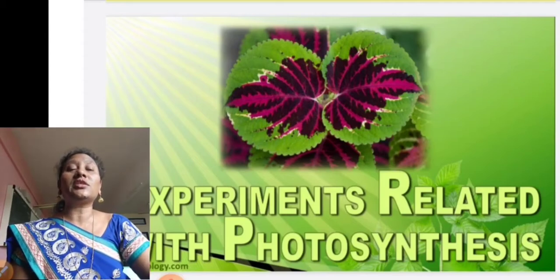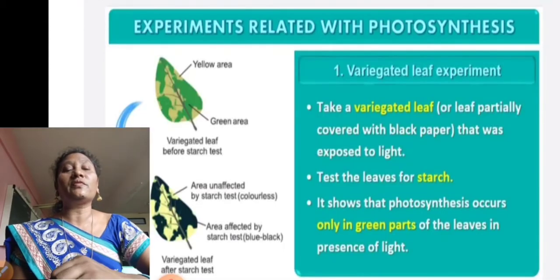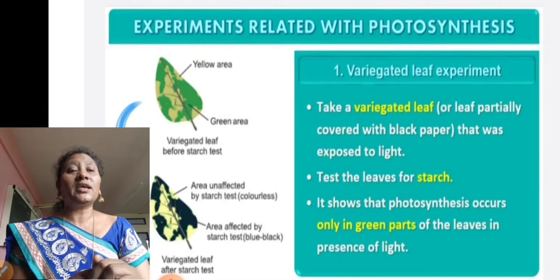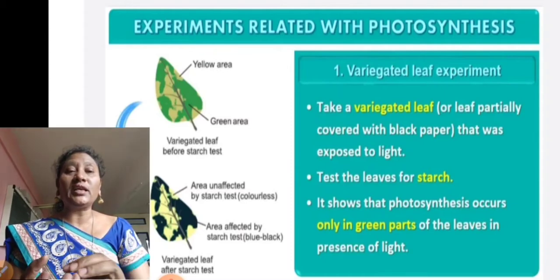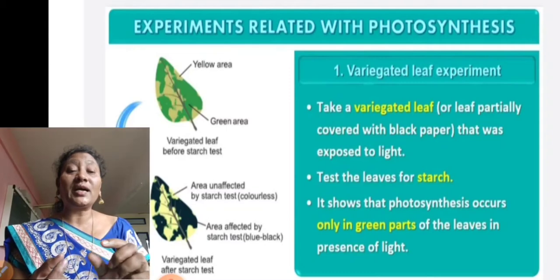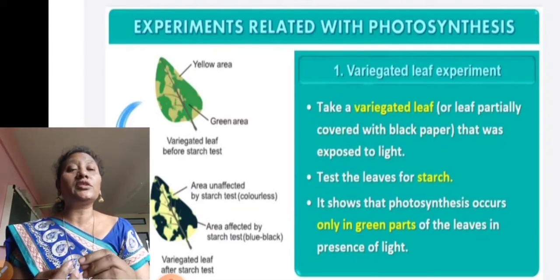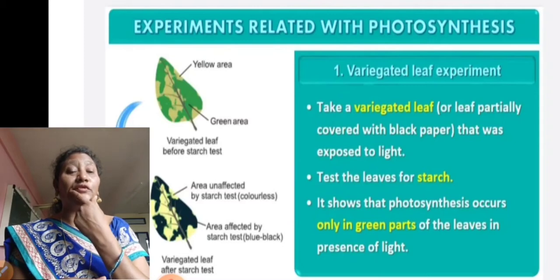In order to study the process of photosynthesis, we have some related experiments. First is the variegated leaf experiment. Take a variegated leaf. Variegated leaf means, you see the picture, a combination of green and white color, green and pale yellow. Such different colors on a leaf is called a variegated leaf. So that was exposed to the light. We have to expose this to the sunlight, then test the leaf for starch.